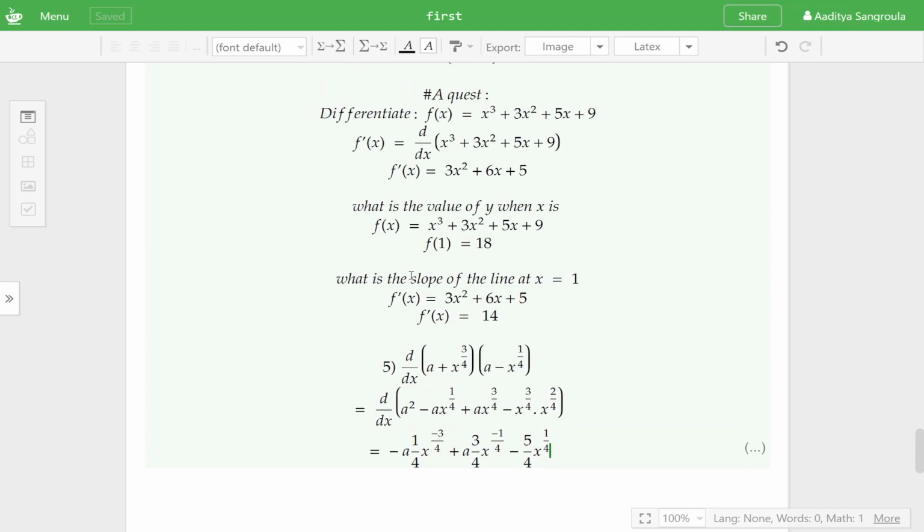And what is the slope of the line at x equals 1? So the slope of the line at x equals 1 is 14. So we can now go for different questions.